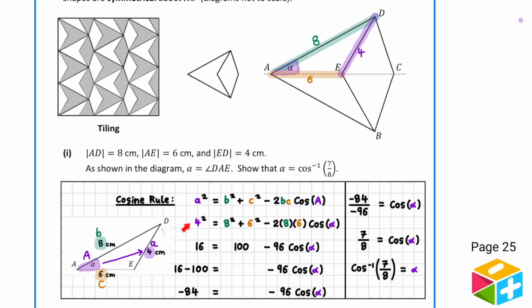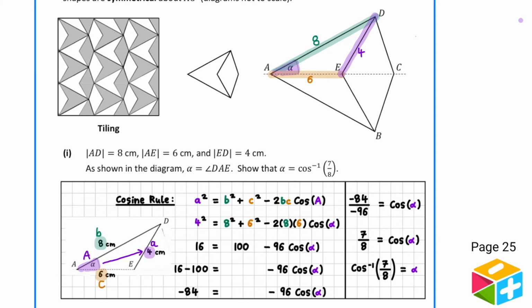From here we can simplify a bit. 4 squared is equal to 16. 8 squared plus 6 squared comes out as 100. And minus 2 times 8 times 6 is equal to minus 96. The result we need to show has alpha all by itself on one side of the equation. So the target here will be to isolate the alpha.